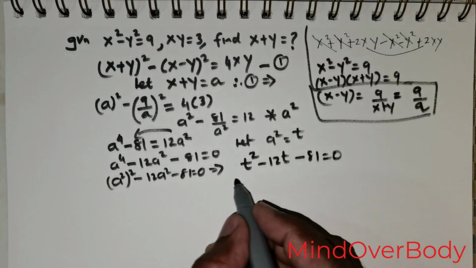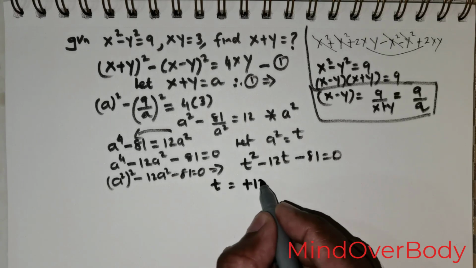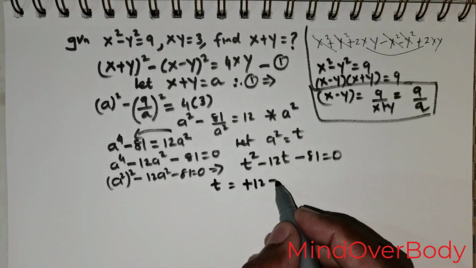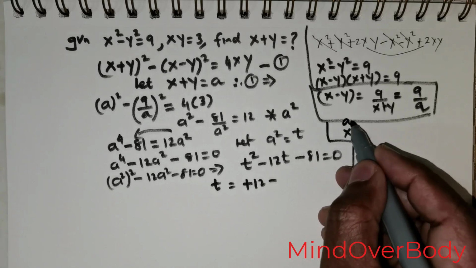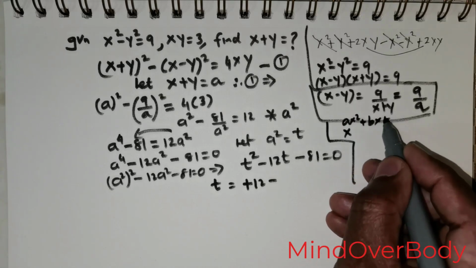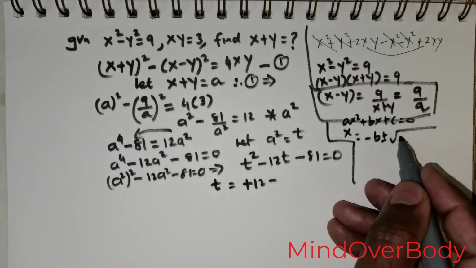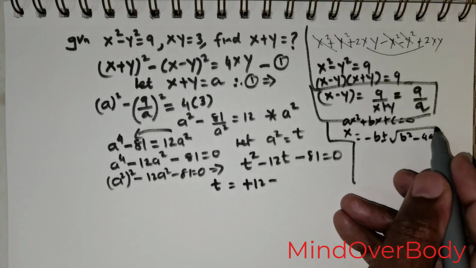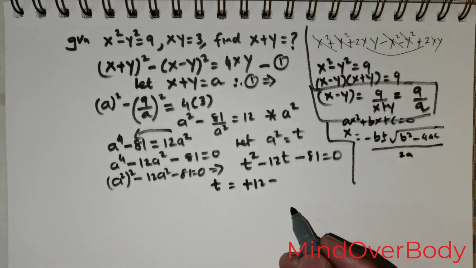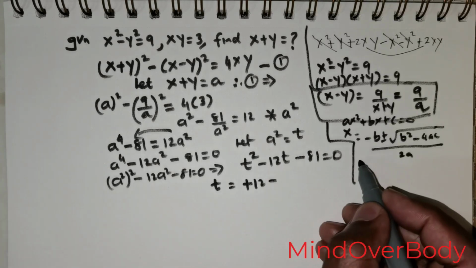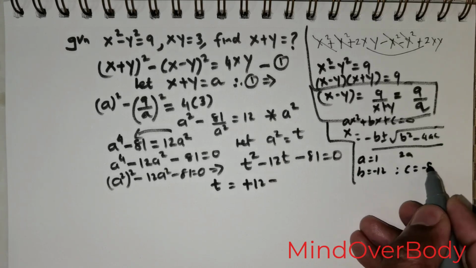Now this is a quadratic equation, so I'm using the quadratic formula. In case you are wondering what the formula is, if I have a quadratic equation of the form ax² + bx + c = 0, then x is equal to −b plus or minus the root of b² − 4ac, divided by 2a. This is the quadratic formula I'm employing here, with the value of a being 1, the value of b being −12, and the value of c being −81.